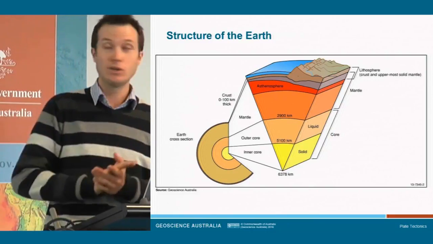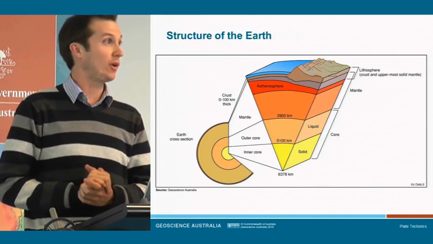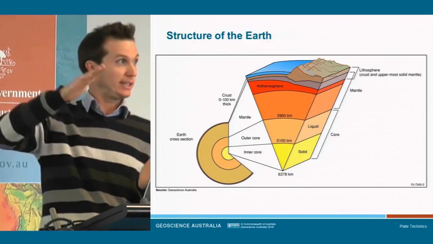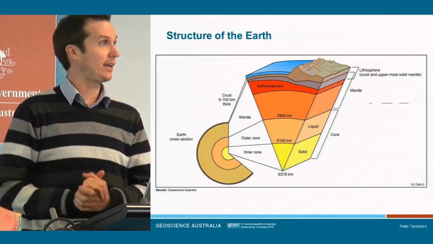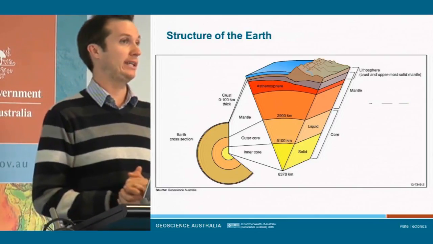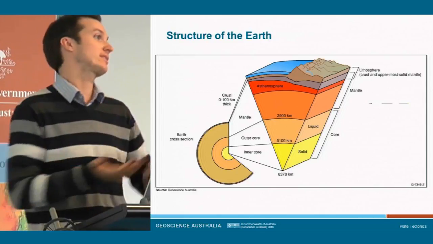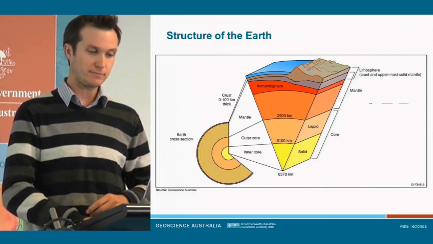Moving outwards from the core, we have the mantle, which makes up most of the volume of the Earth and extends nearly all the way to the outside. And then right at the outside we have the crust. This is what we are standing on at the moment, and it underlies all the continents and also the oceans and the ocean basins.